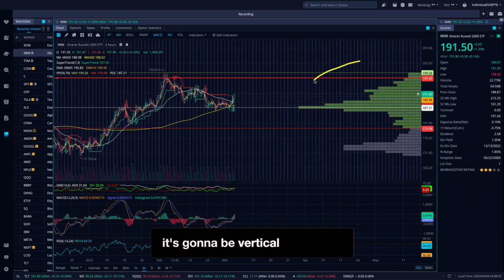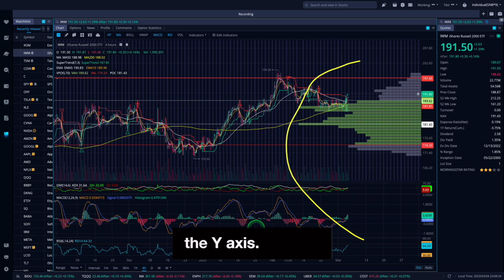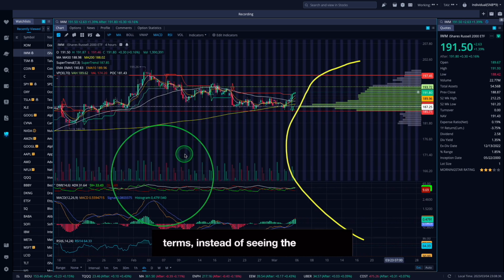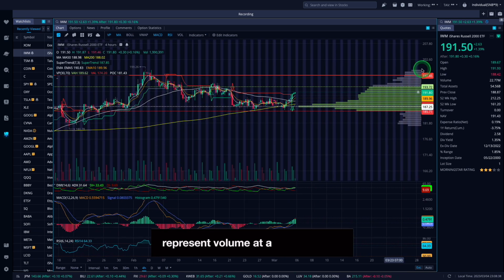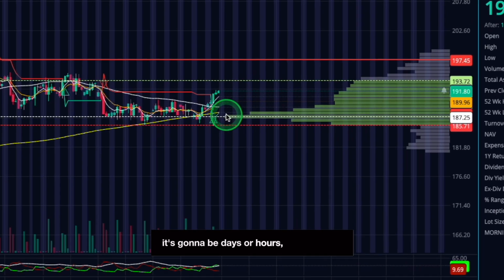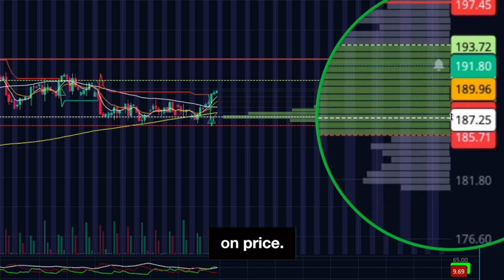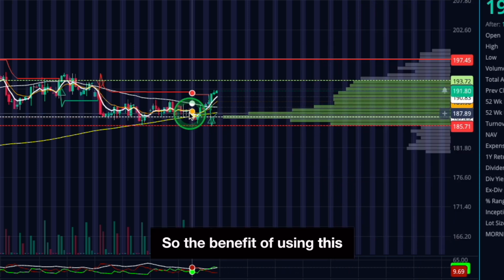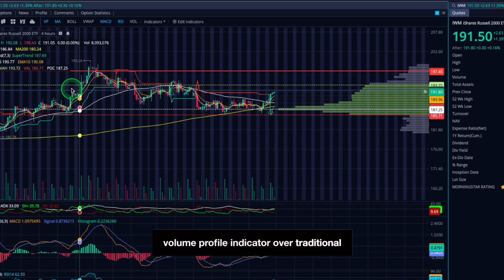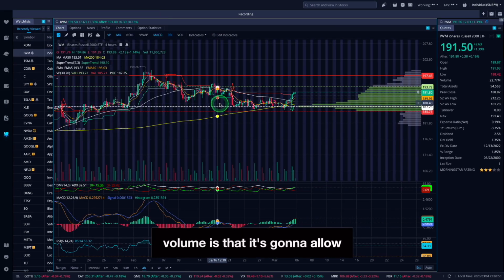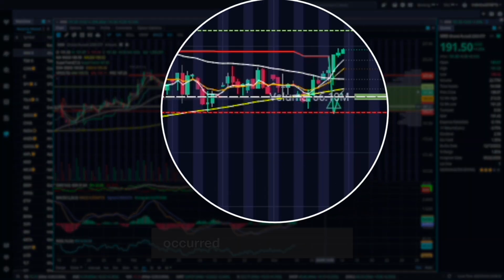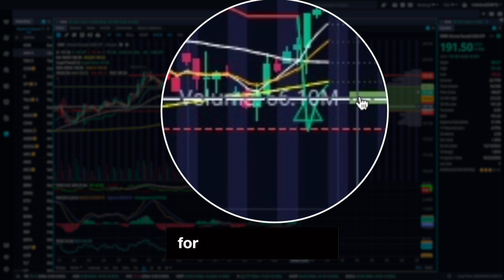The volume profile shows volume not like the horizontal bars that you see along the x-axis. It's going to be horizontal bars along the y-axis. In basic terms, instead of seeing the bars that represent volume at a specific time, it's going to be days or hours, you're going to be seeing the volume strength based on price. So the benefit of using this volume profile indicator over traditional volume is that it's going to allow you to see how many trades occurred at each price point for each trading day.